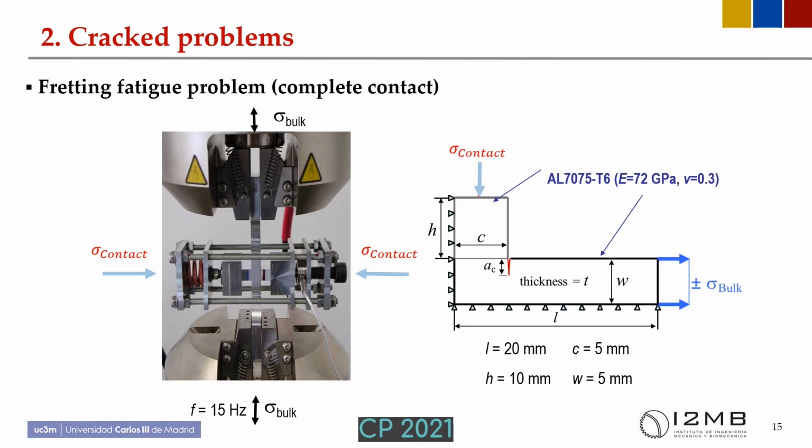The other problem that we have analyzed in this work is a fretting fatigue problem with a complete contact configuration. As can be seen in the left figure, this consists of a dog bone specimen axially loaded with a fatigue load, usually called bulk load, and with two indenters clamped under constant normal load and symmetrically applied on both sides. The specimen and the indenters are made of an aluminum alloy, and the principal dimensions are given in the sketch. In this case, the numerical model is simplified to a quarter model due to symmetry conditions.